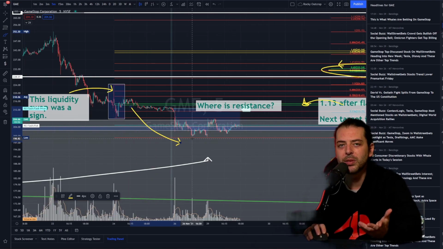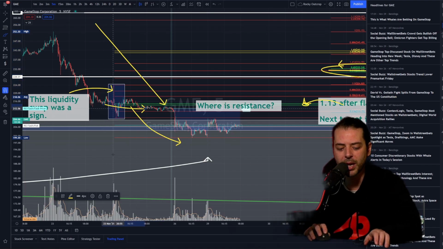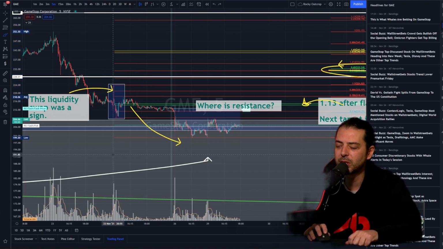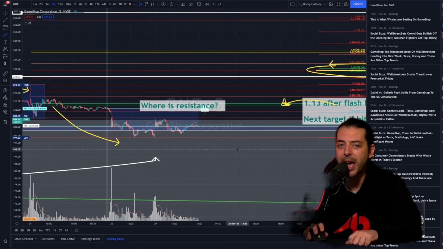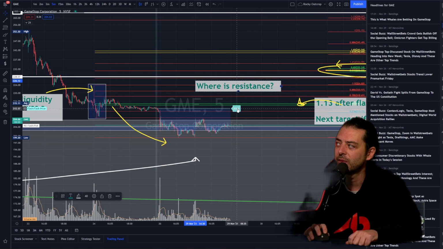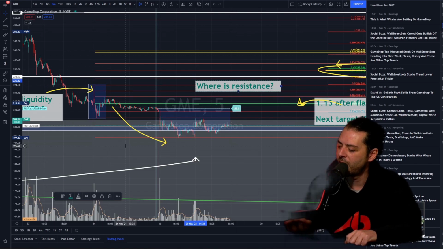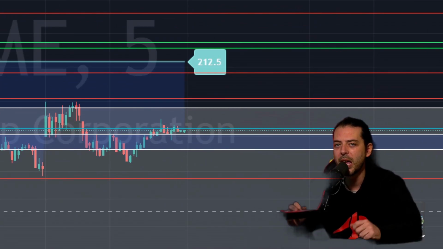So the question for us is, where is resistance up above? Bearing in mind that when we broke down past this area where there was this liquidity swap, we were actually breaking down past support. In doing so, the first answer to that question is that what was support is now resistance, and we can see that that is lining up with a nice flash for us. A couple of targets, therefore, on the charts right now. You've got $212 up above.